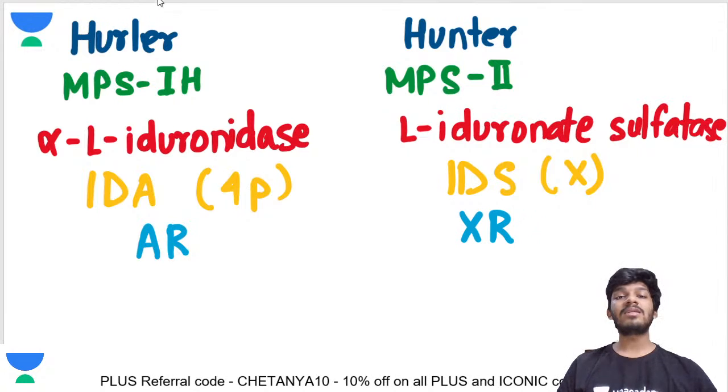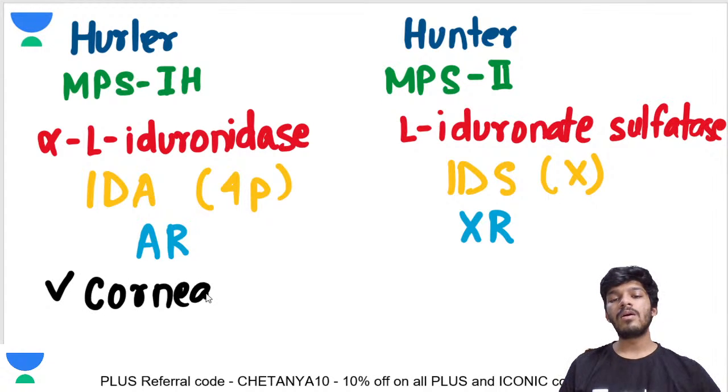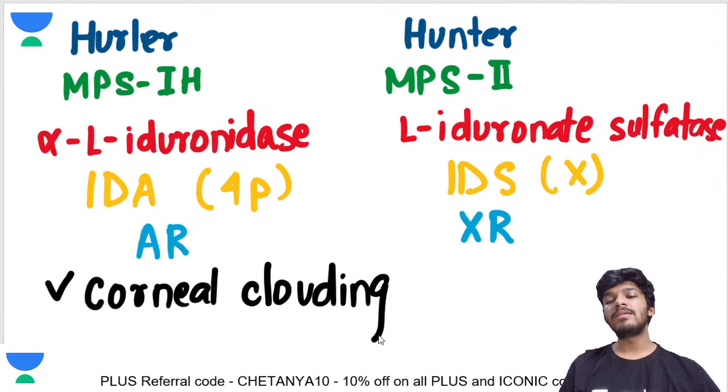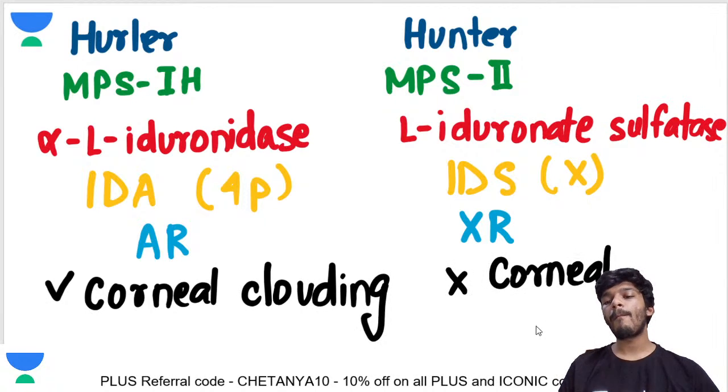Okay, and the last clinical differentiation that we have, which is again very important, is the fact that here you are going to have evidence of corneal clouding, whereas here you do not have corneal clouding. That's the last feature.